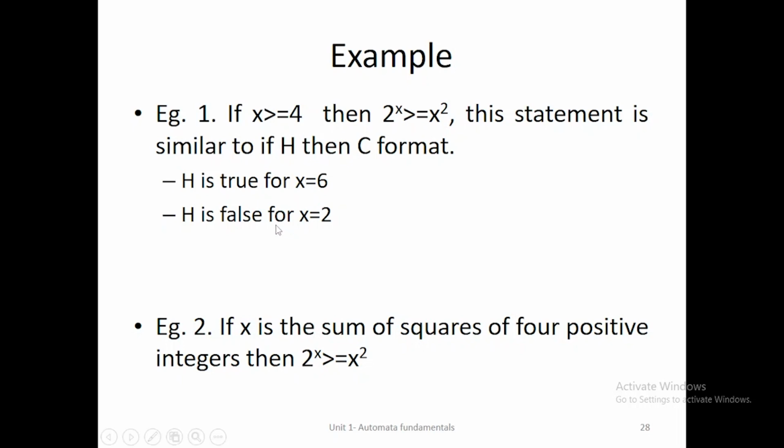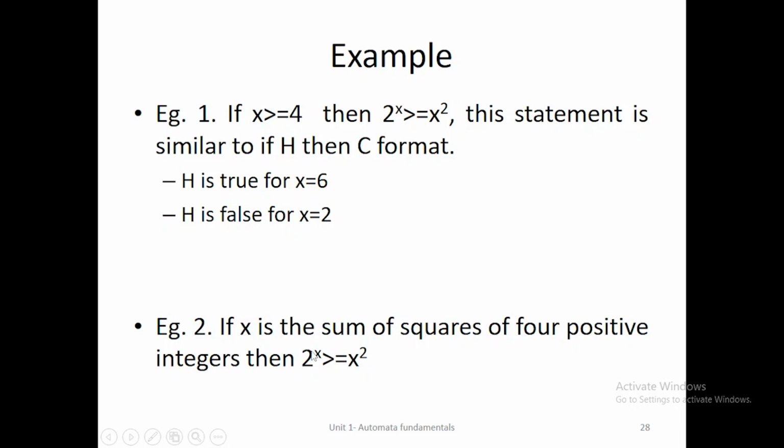What is another way? We take the hypothesis as false. False means you should take an x value less than 4. For example, I am taking x equal to 2. If you substitute x equal to 2 in the conclusion part, 2 squared is 4, and here also 2 squared is 4. If you take x equal to 1, 2 power 1 is 2, greater than or equal to 1 power 1, which is 1. So this is the deductive proof.